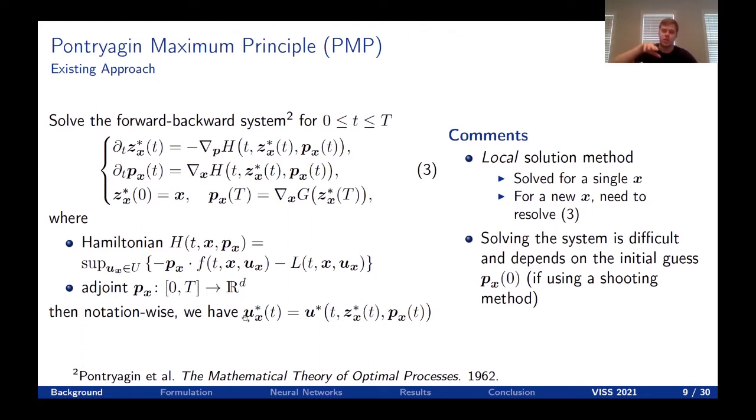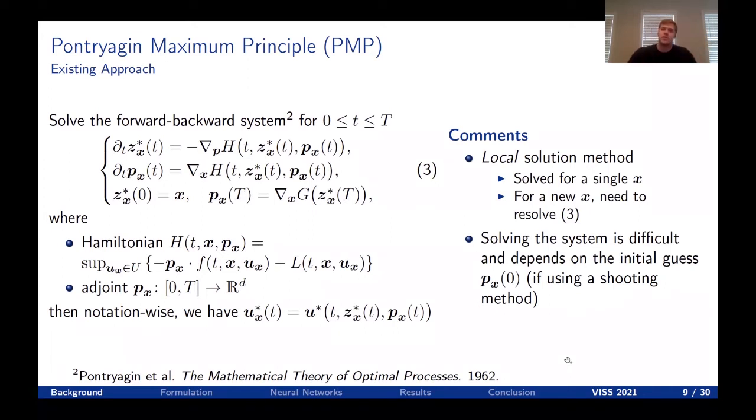Theoretically, you could restart with your solution to the other one, and that might help you solve the problem. But that's also leading into the next point, which is that solving the system is difficult because of the forward-backward nature, but it also depends on this initial guess.